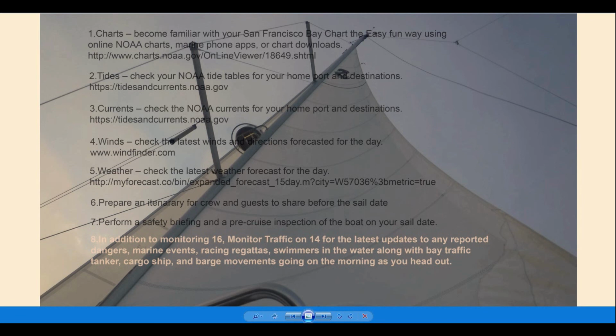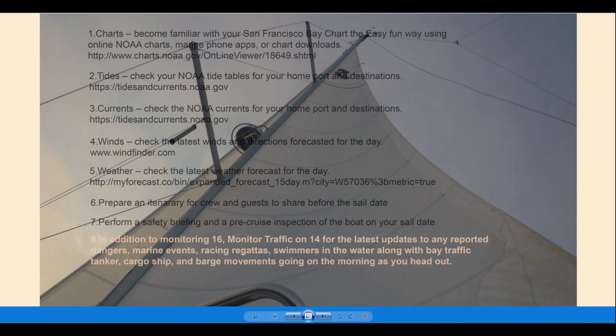But another good station to monitor, and I monitored this one during my entire cruise, is Channel 14. That's the equivalent of air traffic control on the bay. If you monitor traffic on Channel 14, about every 10 minutes and even sooner than that, you'll get regular reports of the latest of any dangers on the bay, marine events, any racing regattas going on, the number of boats in those regattas, swimmers in the water, along with bay traffic, including tanker and cargo ships coming and going, and barge movements. There's a lot of barge traffic on the bay. So if you listen to Channel 14, you'll get all that information.